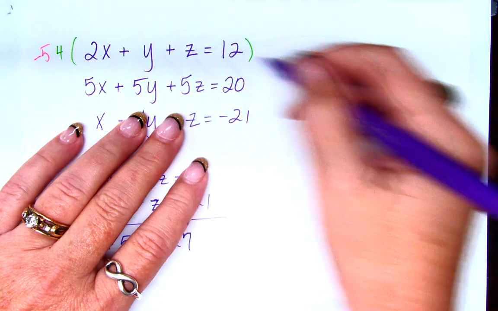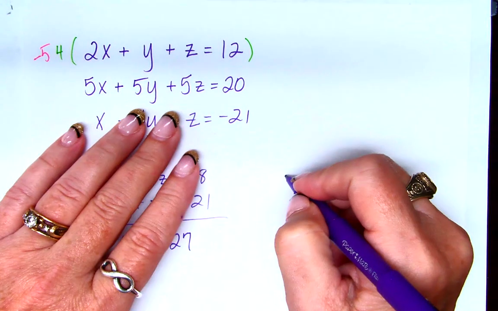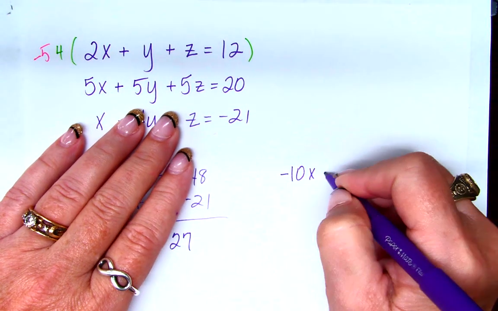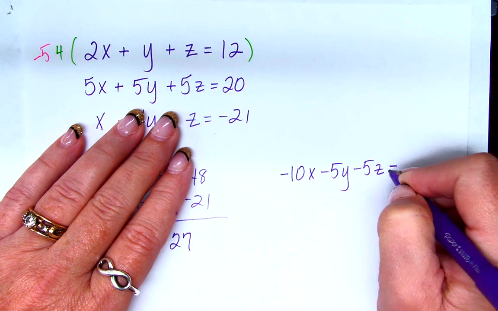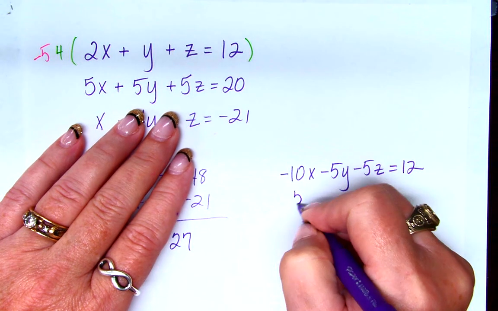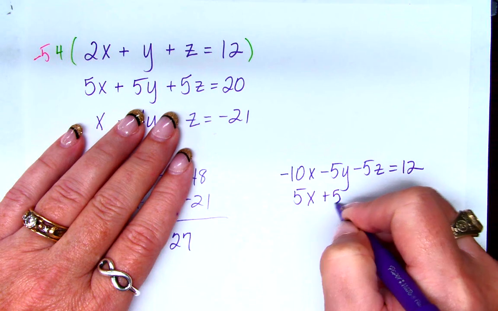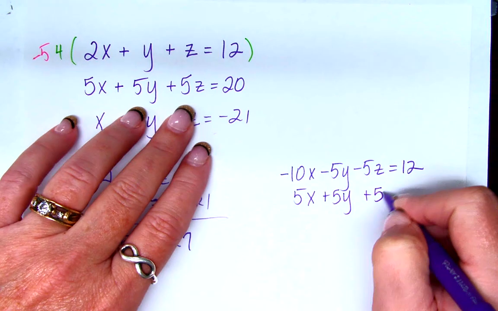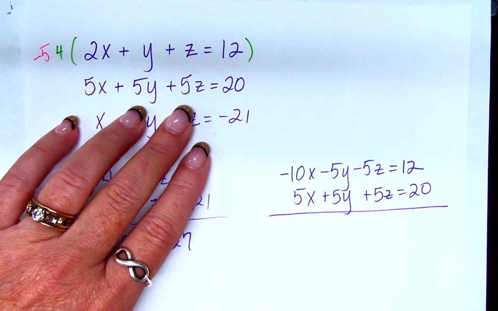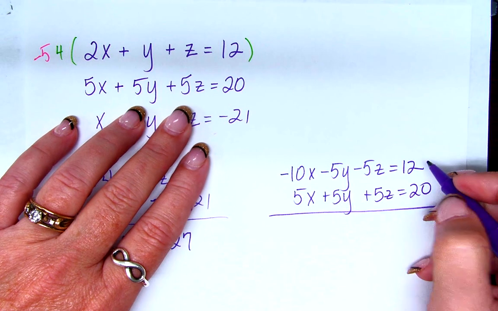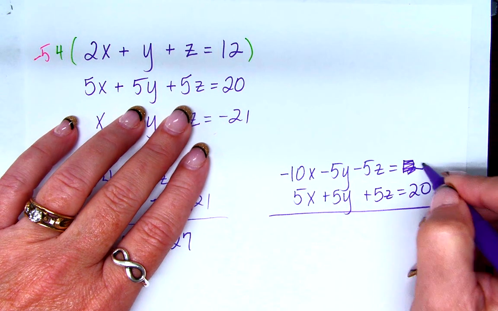Okay, so if we're multiplying the top by -5, I get -10x minus 5y minus 5z equals 12. And then I've got 5x plus 5y plus 5z equals 20. Wouldn't it be -12? Oh yeah, it wouldn't be 12 at all, would it? It would be -60. Very good, good catch.